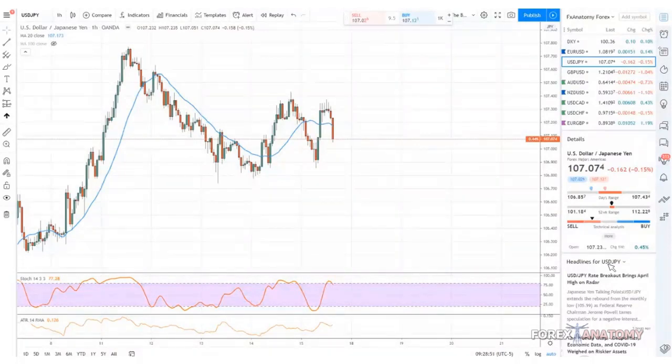So the next question is this: I know we talked about exchanging currencies and making transactions. When we're trading the foreign exchange market, what are we really buying and selling? For the sake of time, let me just say we're buying and selling currency pairs, right?